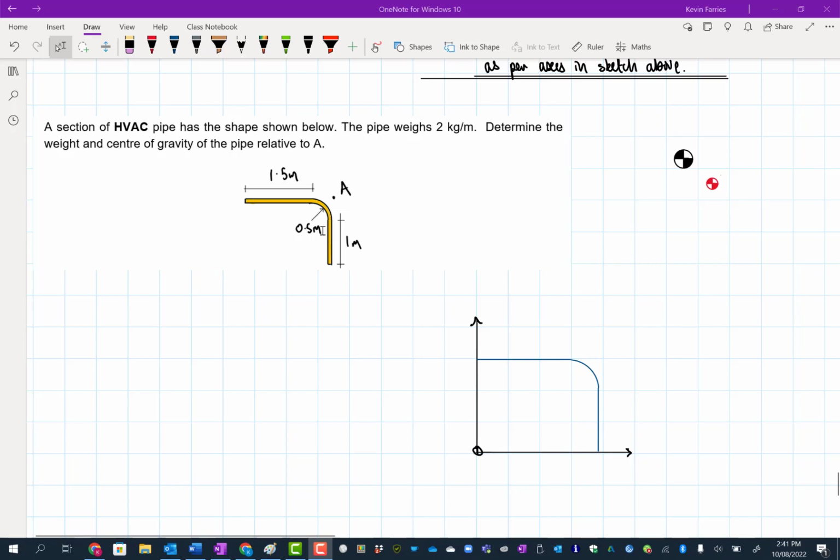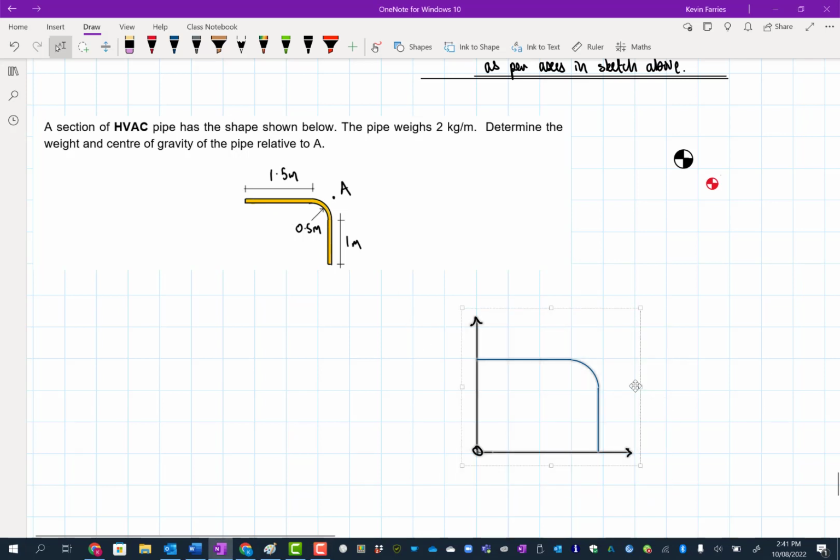A last example of finding centroids of compound or composite shapes. So this time what we've got is a section of HVAC pipe, so that might be carrying cold water, hot water, cold air, hot air, so heating, ventilation and air conditioning systems. It's a section of pipe, maybe we're thinking about where to support it or something like that.